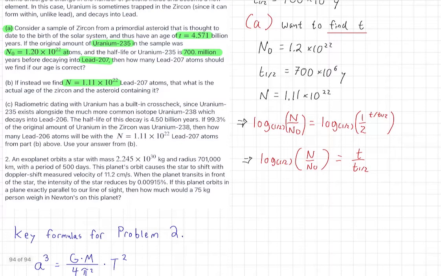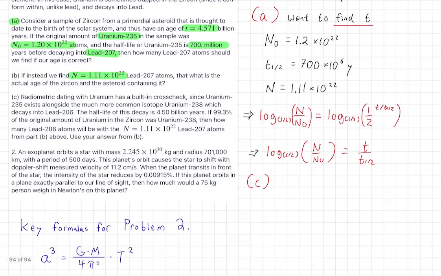So finally, moving on to part C. Nothing new in part C in terms of using the formula. We're just going to introduce another decay that's happening simultaneously. So let me quickly summarize this. In this case, we have a built-in cross-check.